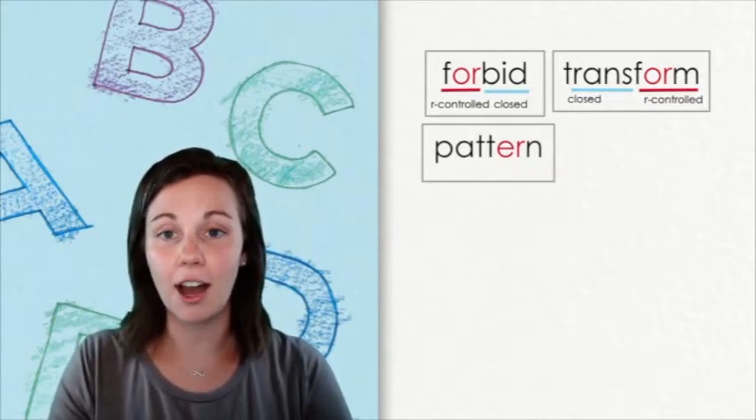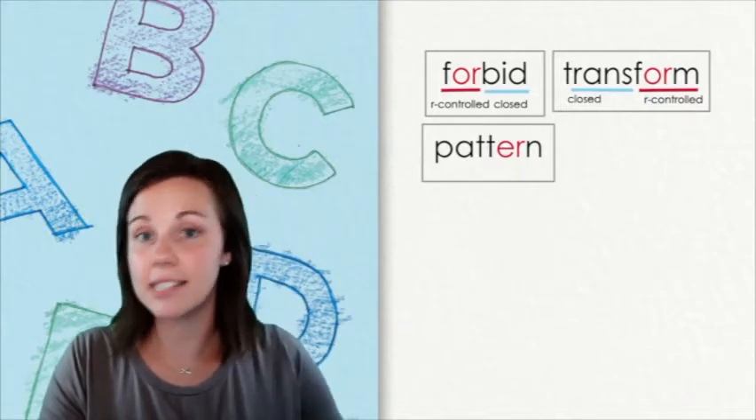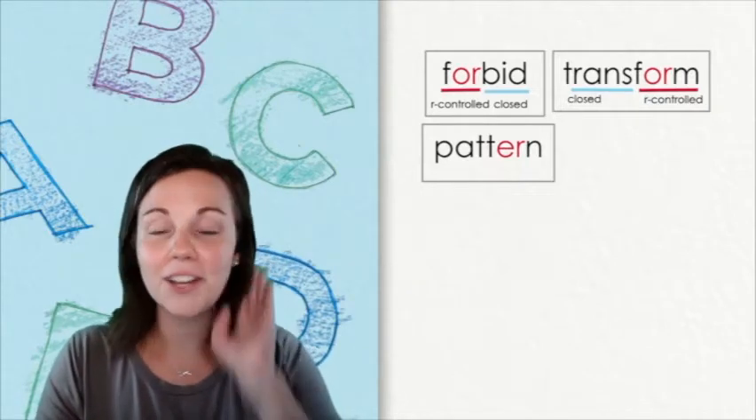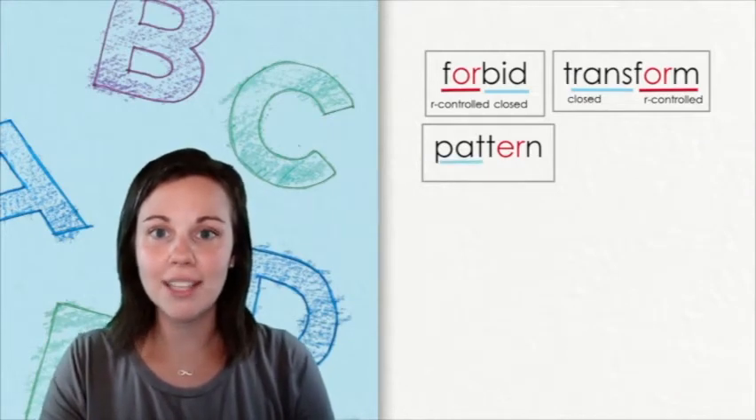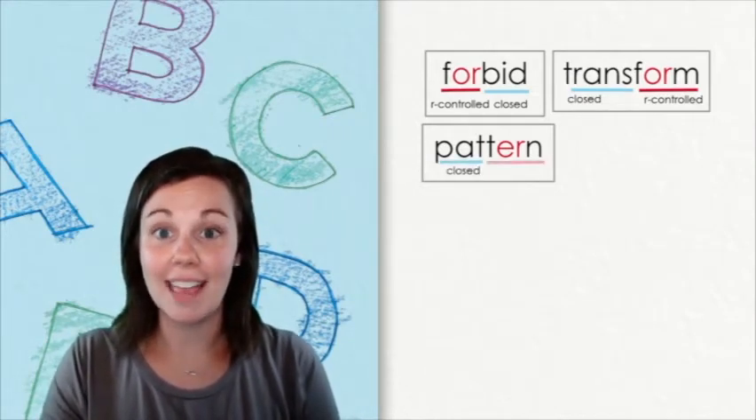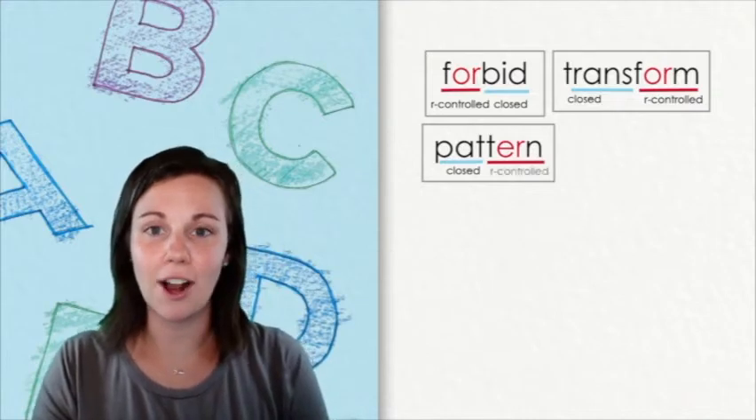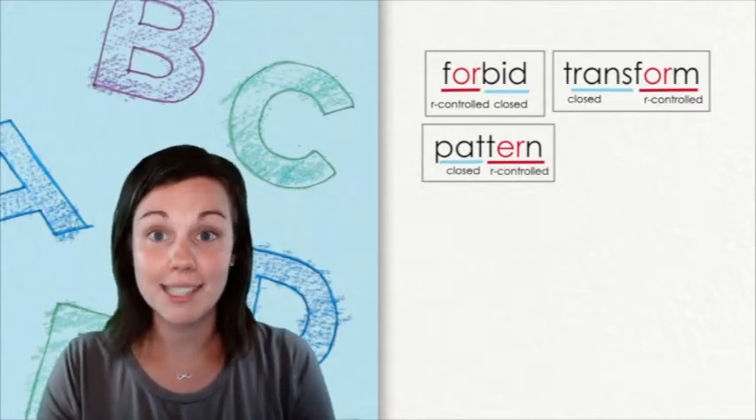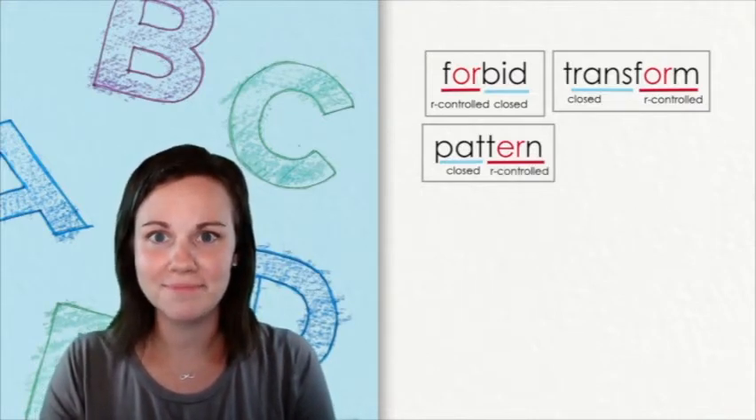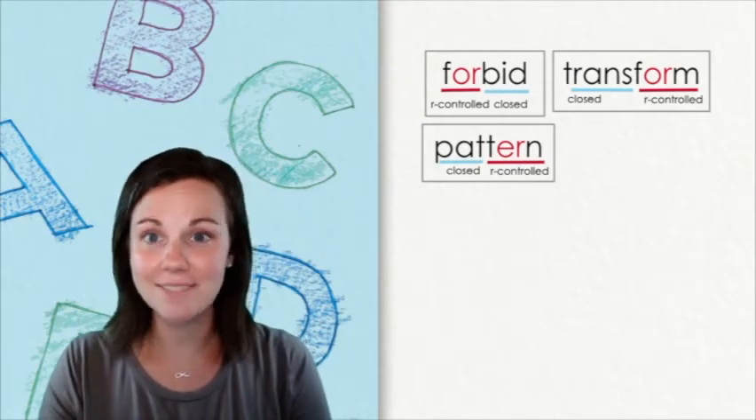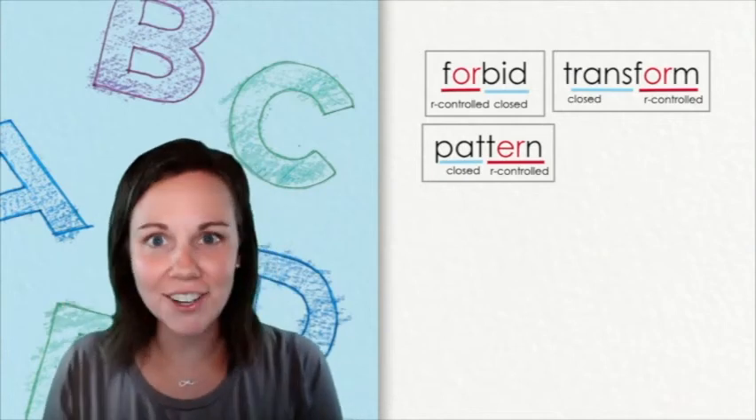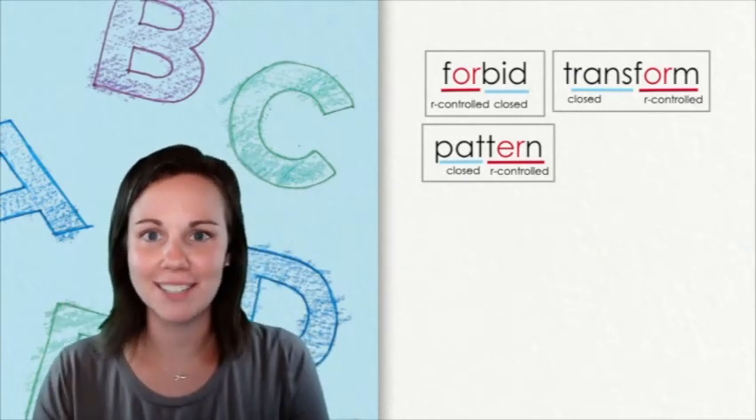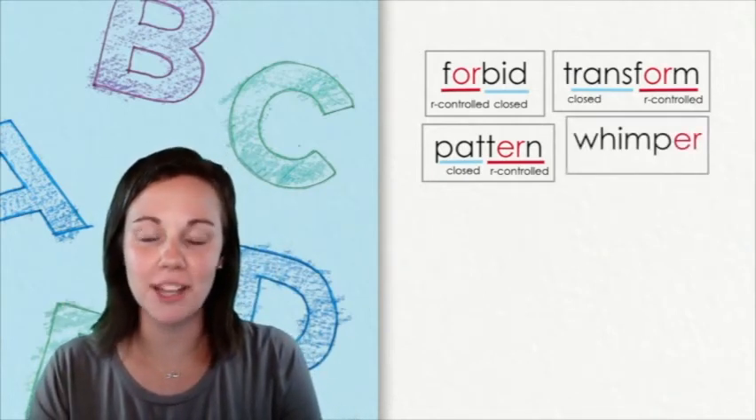I want you to try this one. Look at that R-controlled sound. E-R says er. The first syllable is closed. And that second syllable is R-controlled. Snap out the word. What is it? Pattern. Pattern. Great work.